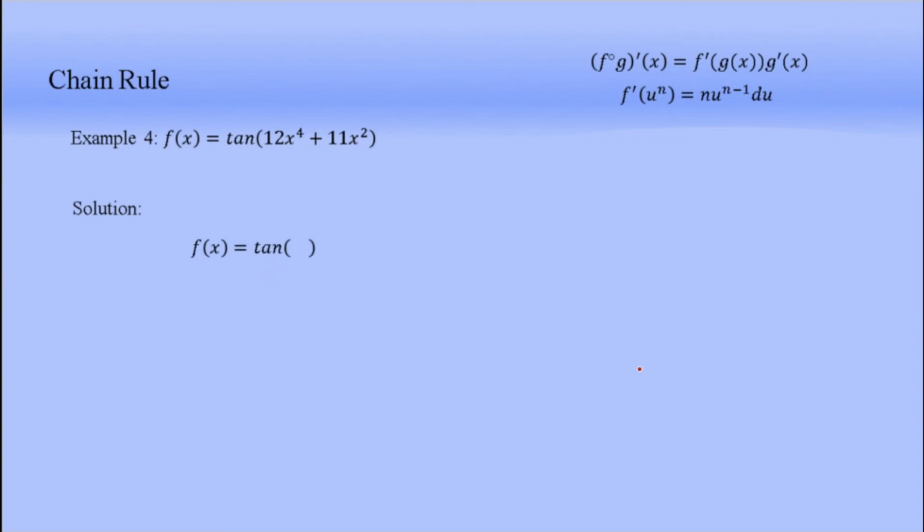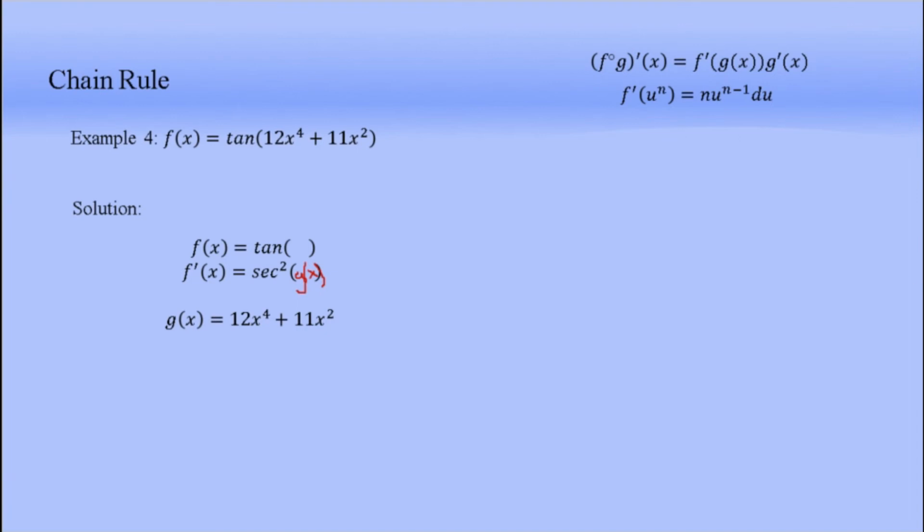So first things first again is we're going to find the derivative of the first function. And what is the first function here? It is the tangent times g of x. And what is the derivative of tan? That is secant squared. So the derivative of the first function is secant squared times g of x. And then we're going to find the derivative of the second function, or the inside function.